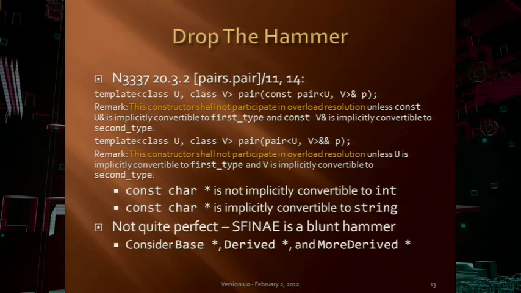Because the pair of more derived star is convertible to both pair of base star and pair of derived star, it gets past this check. It says, oh, it is convertible, so I'm going to let this constructor exist. And they would both compile. And then there's no rule to tie-break between them. They're both user-defined conversions, and all user-defined conversions are considered equally good. So in this case, you would still get an ambiguity.